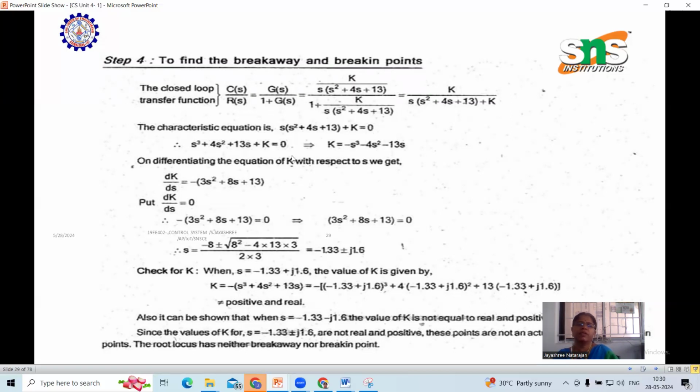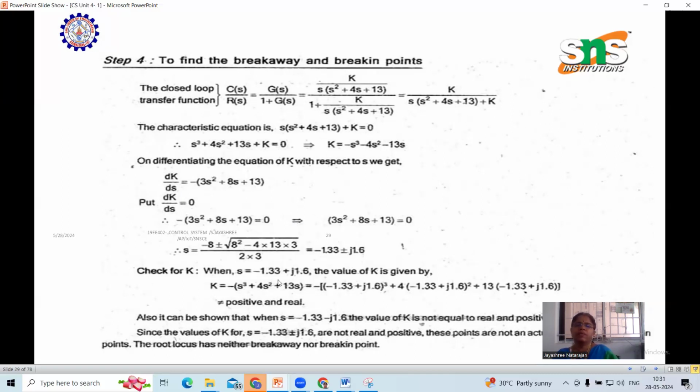You have to differentiate this equation with respect to s. It's minus 3s squared minus 8s minus 13. Put this equal to 0, dk/ds equals 0. We get 3s squared plus 8s plus 13 equals 0. So what is my s? s equals minus b plus or minus root of b squared minus 4ac, by 2a. You get minus 1.33 plus or minus j 1.6.